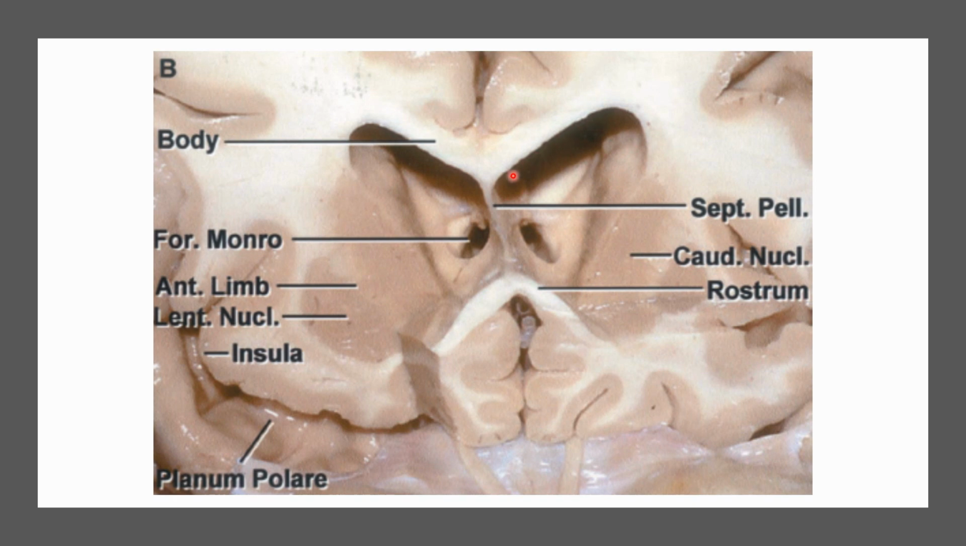Again, lateral ventricle, septum pellucidum, foramen of Monro on one side and foramen of Monro on the other side, draining CSF to the third ventricle.